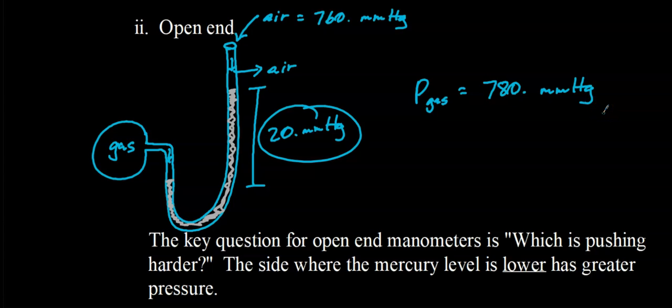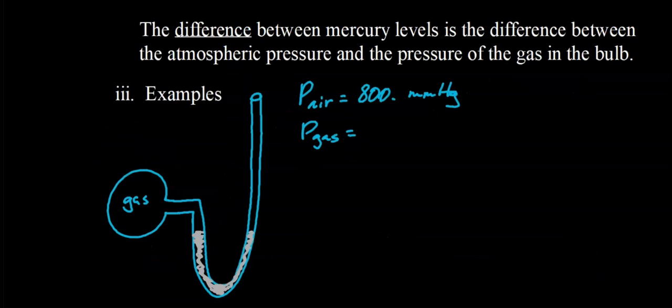Now let's take a look at a couple more examples. We have another open-end manometer. The air is pushing down on this side with a pressure of 800 millimeters of mercury. What is the pressure of the gas in the container? Go ahead and answer that question now. All right, looks like the mercury levels are the same. So that means the pressure of the gas, how much the gas is pushing on the mercury, is the same as the pressure that the air is pushing on the mercury. So in this case, the pressure of the gas in the container is 800 millimeters of mercury.